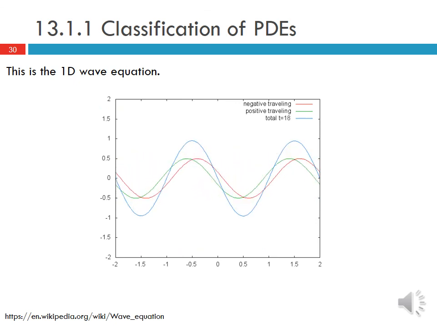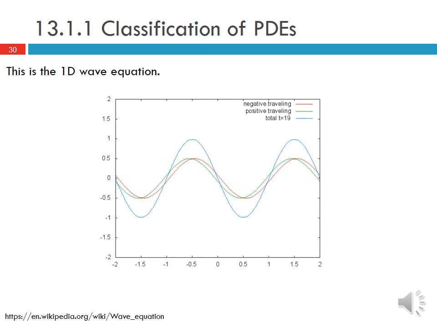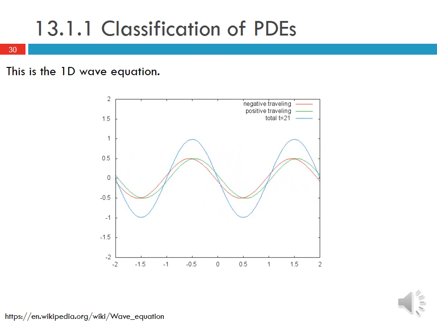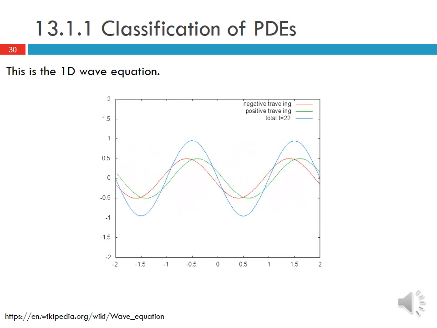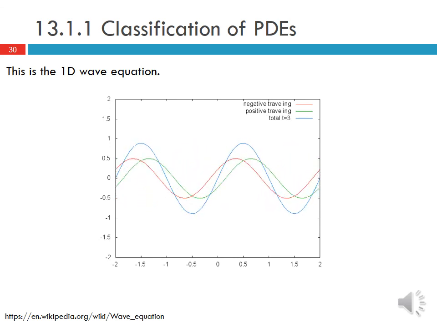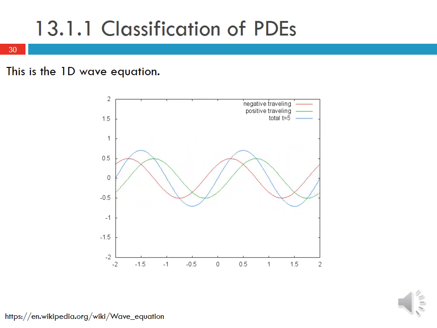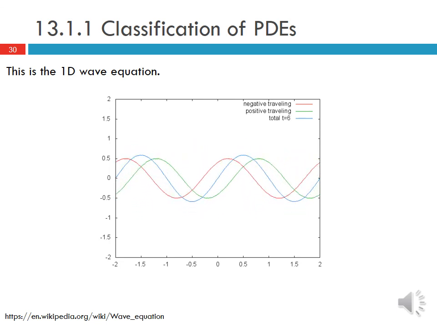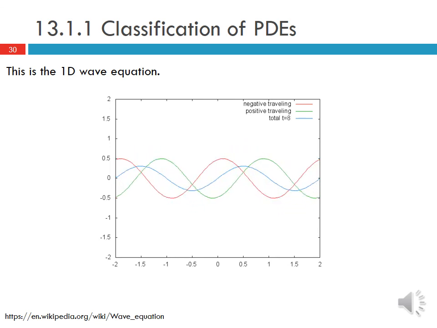So this is an example of the solution of the 1D wave equation over time. We've got these two characteristic paths, one moving at plus c and one moving at minus c. Those are shown by the red and the green lines, the positive traveling wave and the negative traveling wave, and then the blue is the total wave. And so you can see how the red and the green add up to equal the blue.